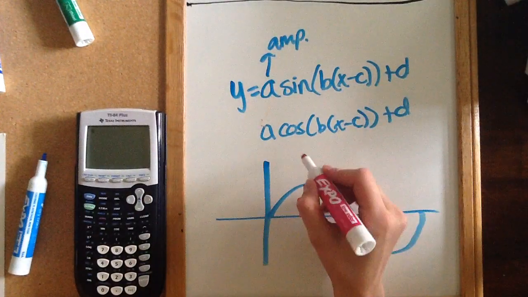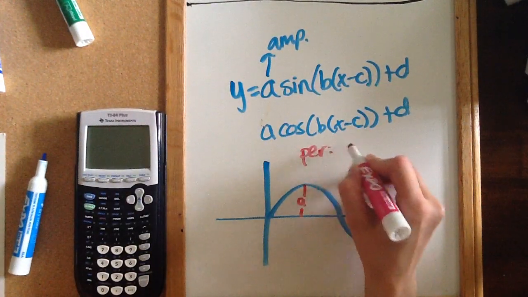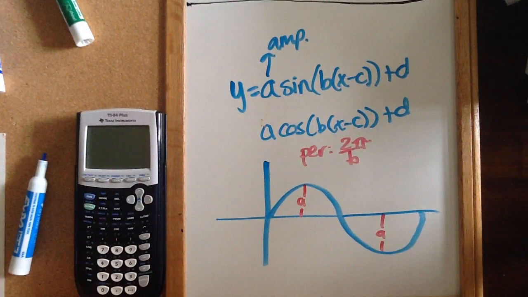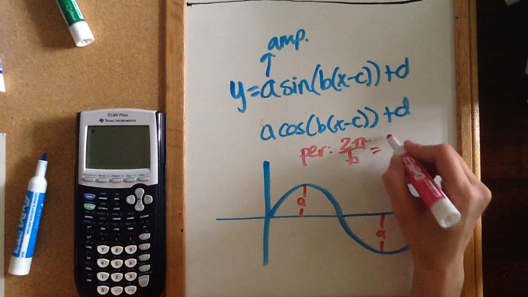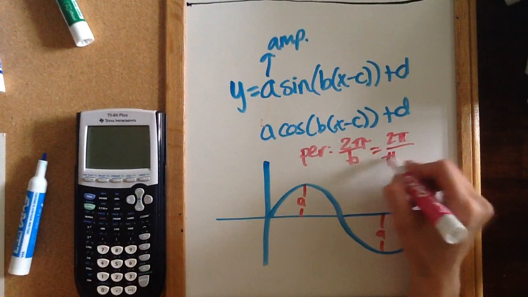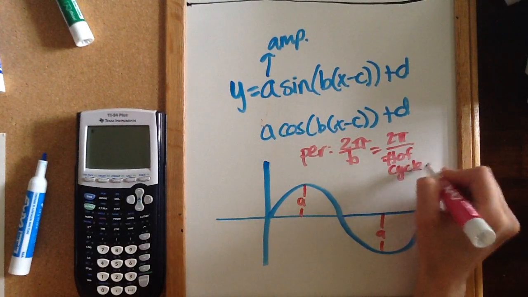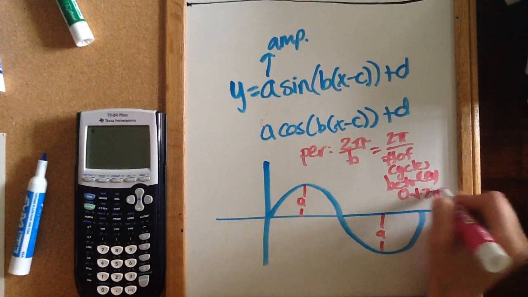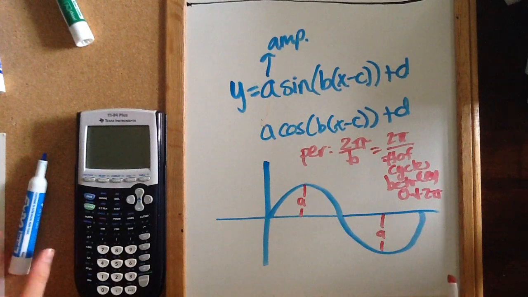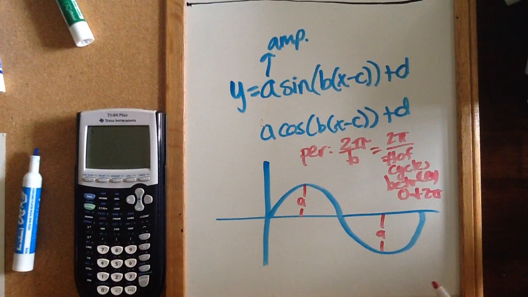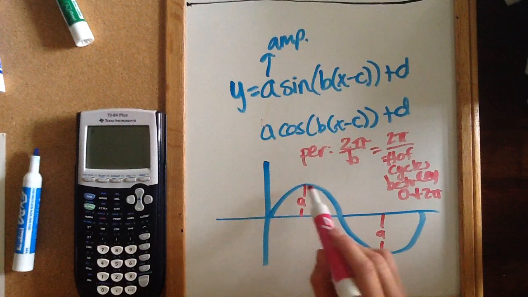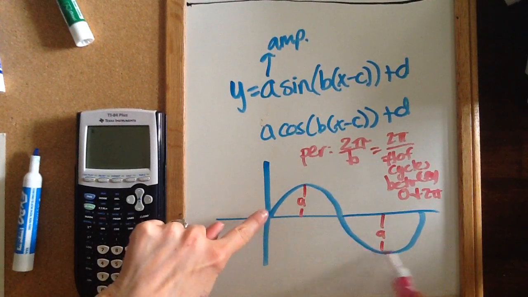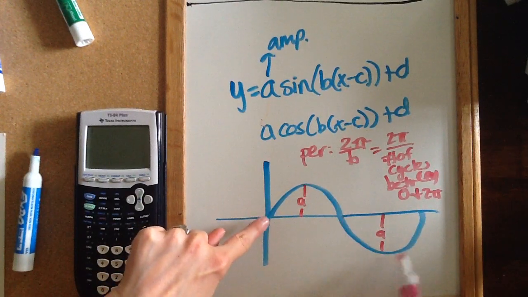The b value goes with your period change. So the period is always 2 pi divided by b, with your b value being the number of cycles between 0 and 2 pi, if you're going to look at a graph, which we'll talk about later. A cycle is how long it takes to do one thing before it starts to repeat itself. So for sine, this is one cycle where it goes middle, top, middle, bottom, middle.